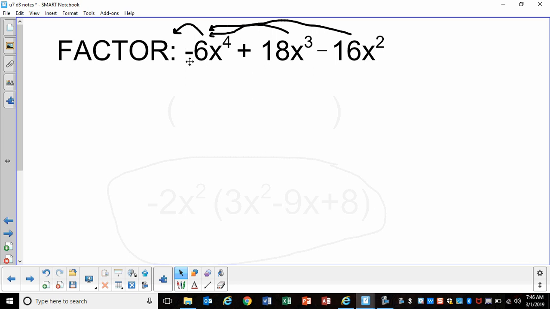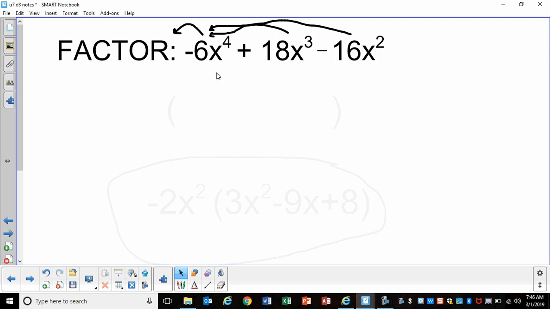So let's start with the numbers: -6, +18, and -16. Now if there's a negative in the front, you should try to take out a negative number, just so it looks prettier. You want to try to make your polynomial positive if you can. So if I look at -6, +18, and -16, they can all be divided by 2.